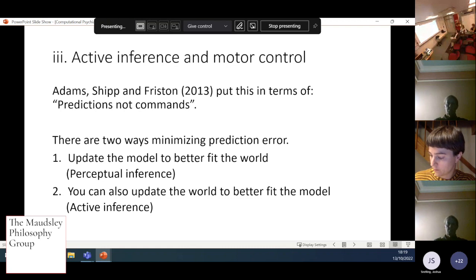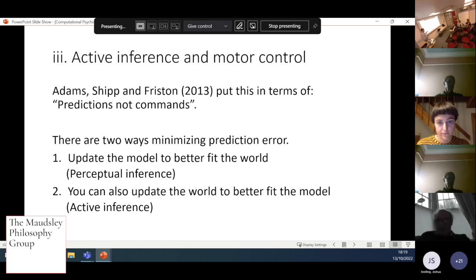So there are two ways of minimizing prediction error. You can update the model to better fit the world. That's what they call perceptual inference. But you can also update the world to better fit the model. That's active inference. But the relevant part of the world, right, is your body. Right? So the idea is that me raising my hand involves me generating a proprioceptive prediction that then gets fulfilled by my arm going up.